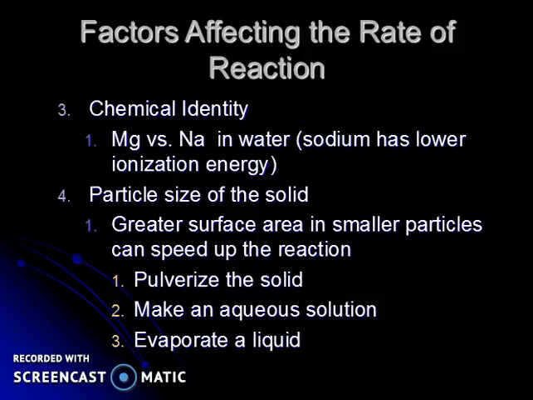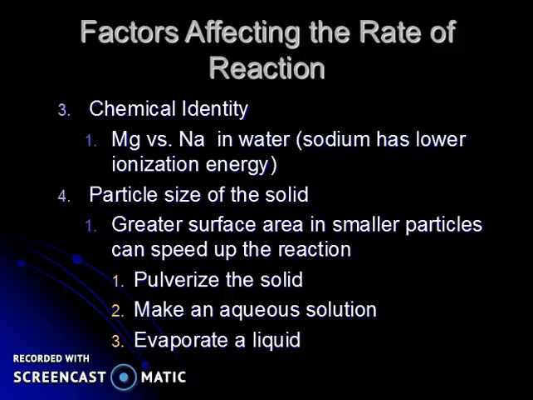Some other things too: there are chemical families where your materials are going to behave very similarly, but again at a different rate. So oftentimes magnesium and sodium are going to react in a very similar way in water, but the sodium reacts much, much quicker. So simply what chemicals we pick out drastically changes the overall speed of that chemical reaction.